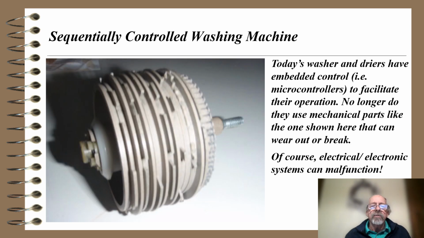So here's one of those sequentially controlled washing machine controllers. Today's washers and dryers have embedded control, that is microcontrollers, to facilitate their operation. No longer do they use mechanical parts like the one shown here that can wear out or break. Of course, electronic systems can malfunction.